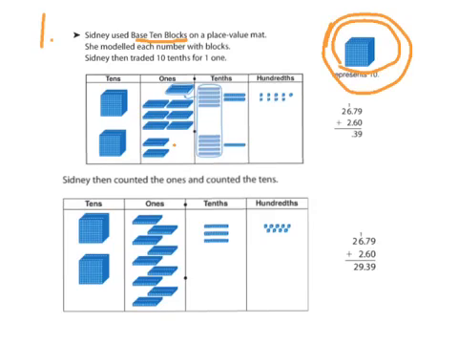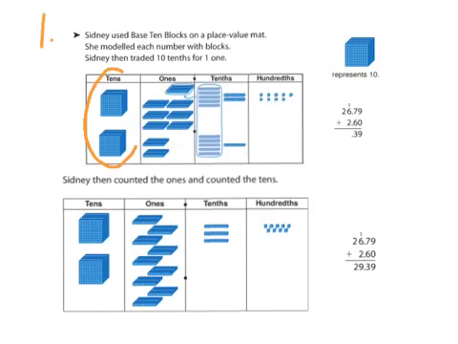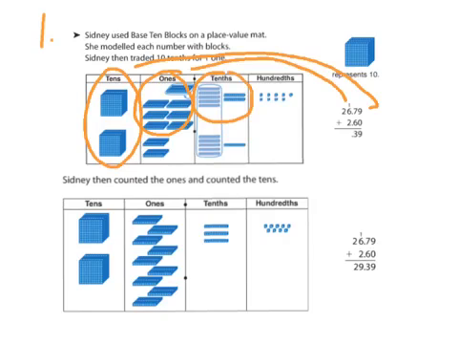So she starts off, she has 2 tens in her first number. And 6 ones in her first number. So she has 2 tens in the 26 number, because she has 20. She has 6 ones here. She has 7 tenths here. And she has 9 hundredths here. So that's the first number.